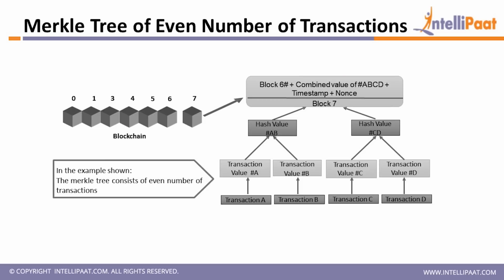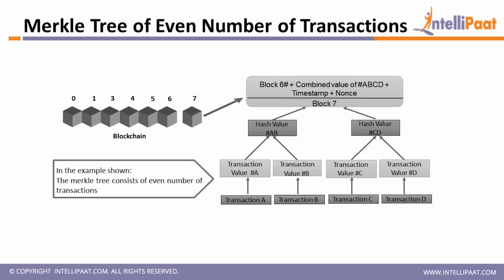So this slide depicts the calculation of the Merkle tree root from transactions. Suppose we have an even number of transactions, 0 to 7, and now you are trying to add the next block, block 7. So we need to see how the structure of this blockchain and the Merkle tree value will be calculated. The Merkle tree consists of an even number of transactions, A, B, C, D, 4 transactions. Then from these transactions you get the transaction values of A, B, C and D. These transaction values are hashed, combined, and hashed for both AB and CD in pairs.